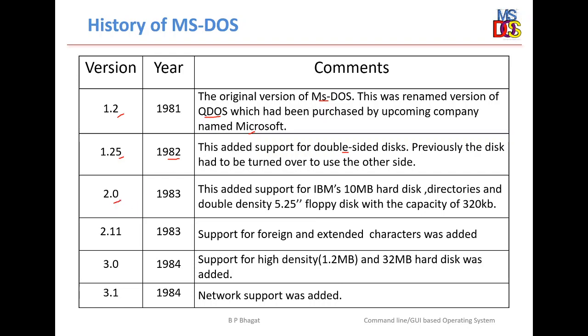The next version, which came to market in 1983, is 2.0, which supports an additional 10 MB of HDDs and also floppy disks with a capacity of 320 KB. Then in 1983, version 2.11 came to market, in which foreign and extended characters were added. In 1984, version 3.0 came to market, which supports the high density 1.2 MB floppy disk drive, and a maximum of 32 MB of hard disk was added. Then in 1984, version 3.1 came up and it supports networking.